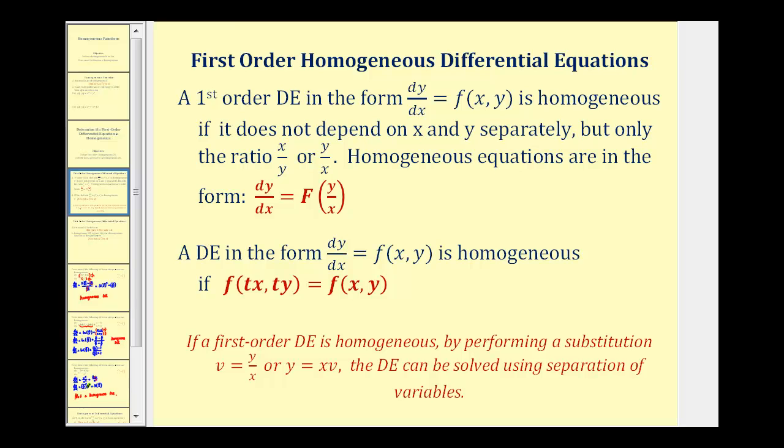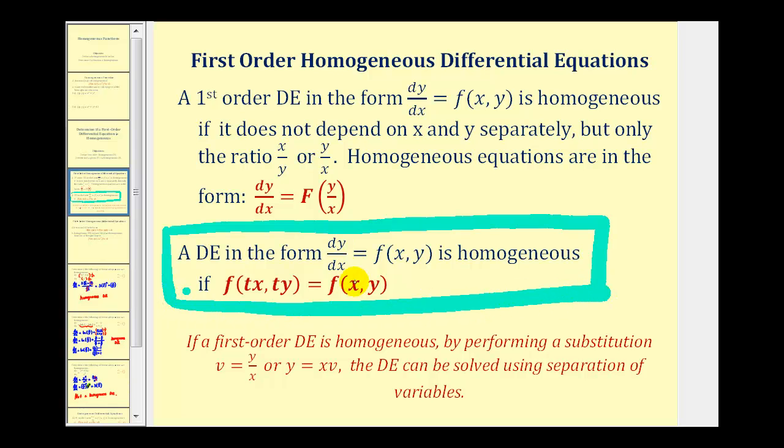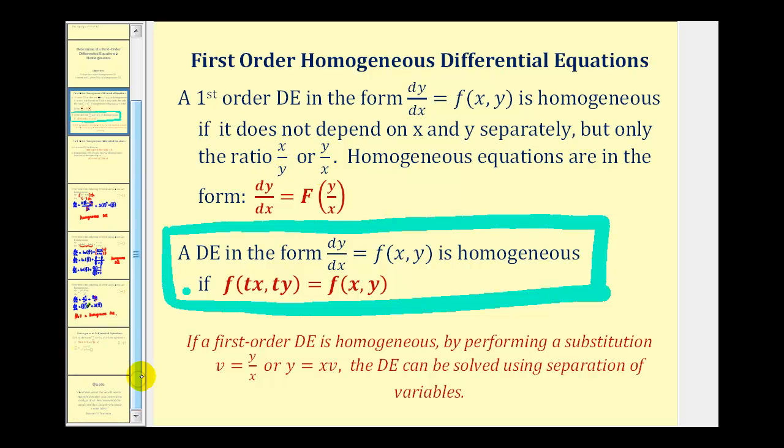In this video, we're going to use the alternative definition that says a differential equation in the form dy/dx equals f of x comma y is homogeneous if f of tx comma ty equals f of x comma y. So this definition here is helpful if the right side of the differential equation is fairly complicated or it's difficult to write it as a ratio of x to y or y to x. So let's take a look at our example.